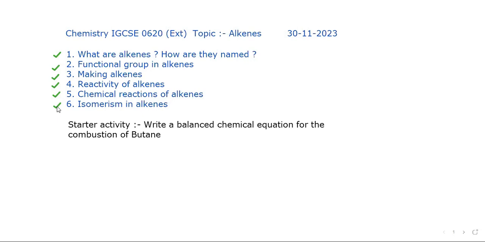And before starting this class, as usual, you know what we used to do. We always start our class with the starter activity. So here we are with the starter activity. Please take your time and come up with the response. You need to write down a balanced chemical equation for the combustion of butane on the board. Your time starts now.